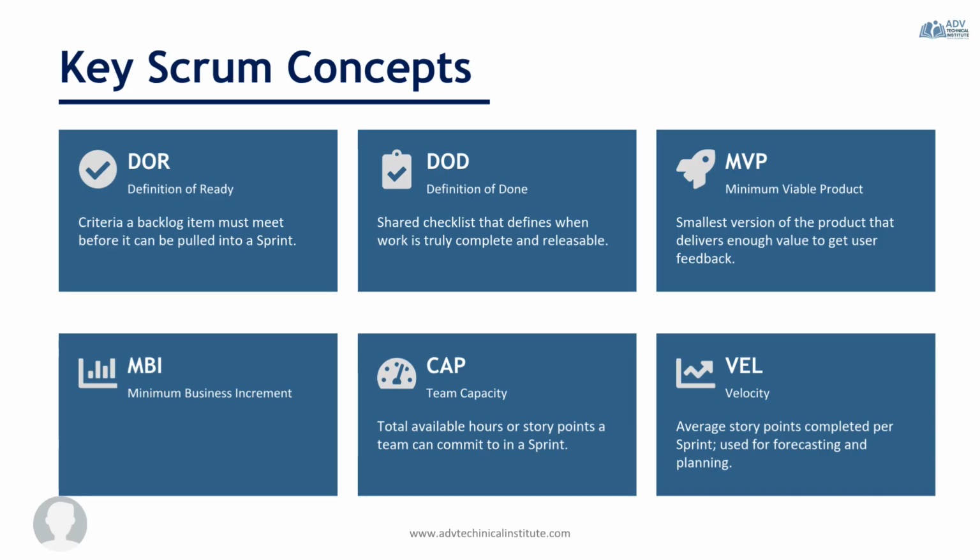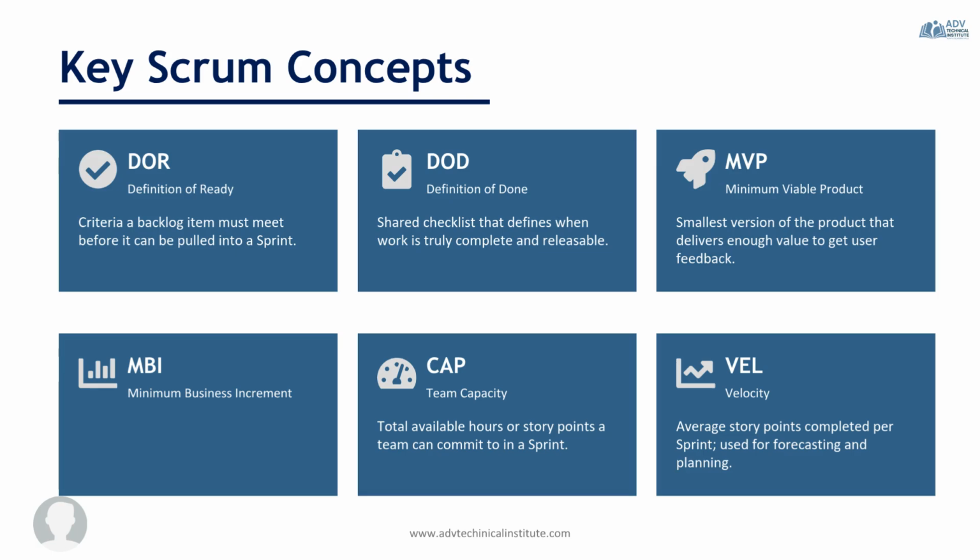Finally, we have velocity. Velocity measures how many story points a team completes during a sprint. Teams use historical velocity to forecast future work and improve sprint planning. It's important to remember that velocity is a planning tool, not a performance metric for comparing teams.